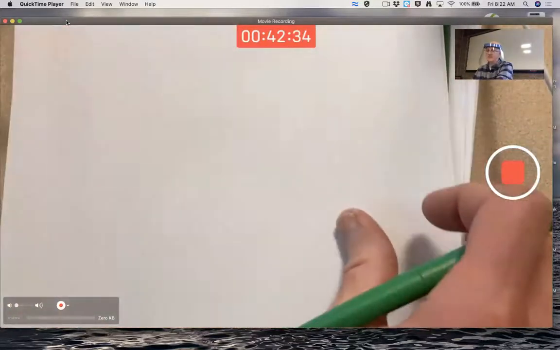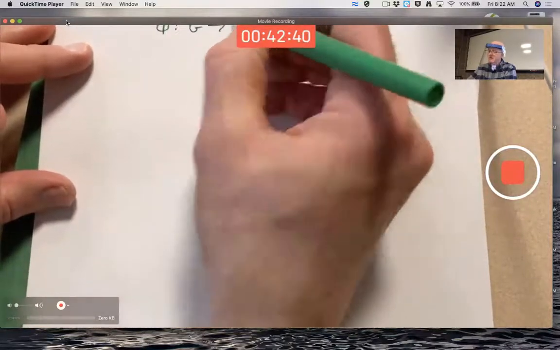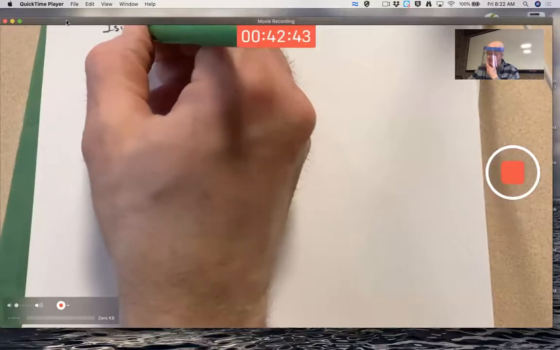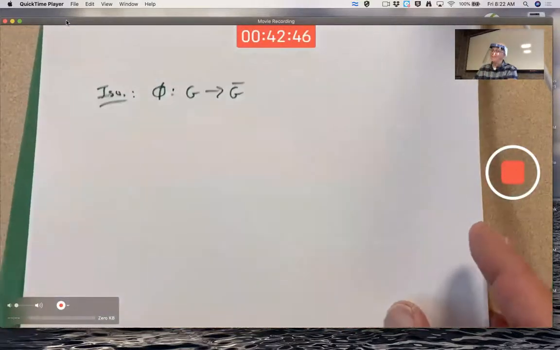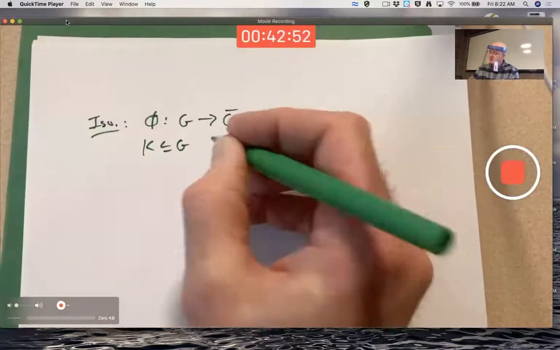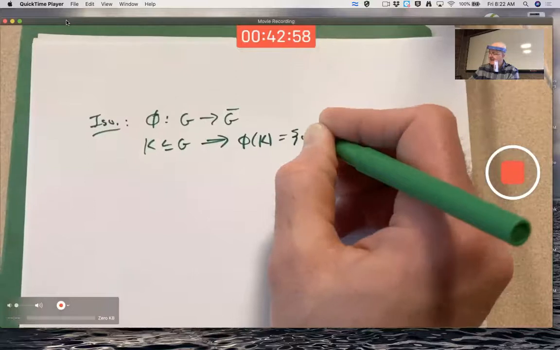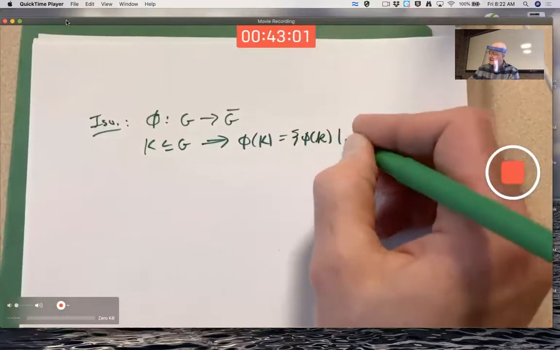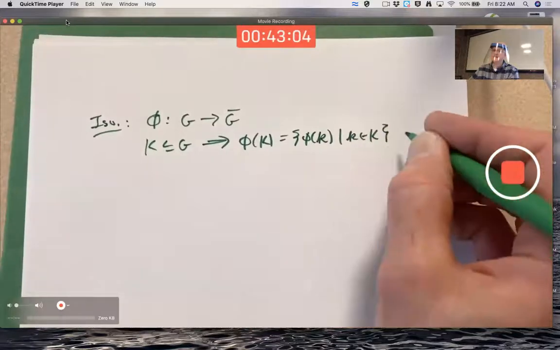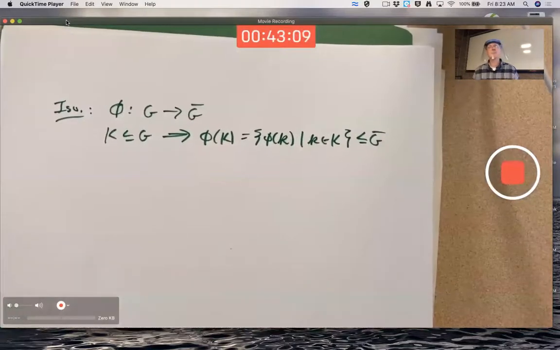Once again, we have an isomorphism phi from G to G bar. K is a subgroup of G, is the assumption. Prove that this implies the direct image, which by definition is this set, is a subgroup of G bar. So use the one-step subgroup test or the two-step subgroup test. Do not use the finite subgroup test because it's not necessarily a finite group.